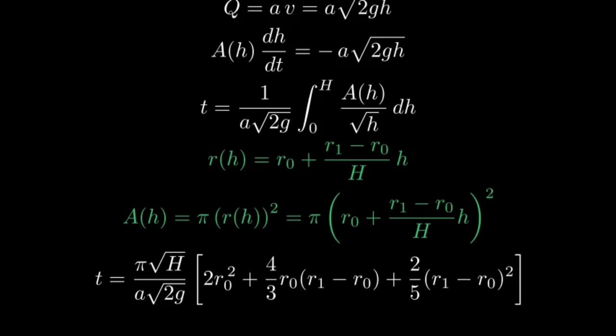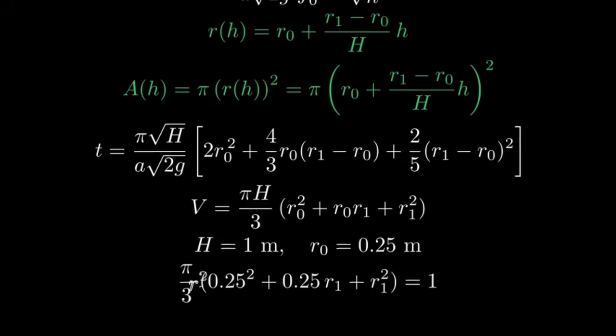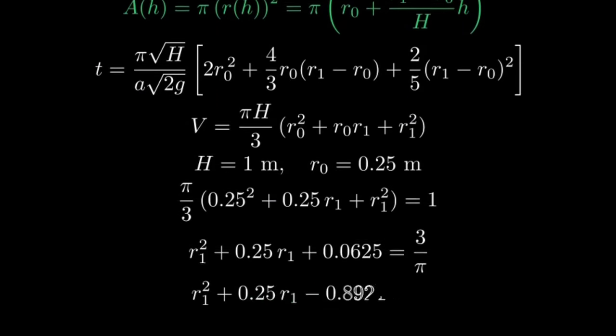Both tanks hold 1 cubic meter. The volume of a frustum is pi H over 3, times r0 squared plus r0 r1 plus r1 squared. We choose H equals 1 meter, and r0 equals 0.25 meters. We solve for r1, so the volume equals 1 cubic meter.